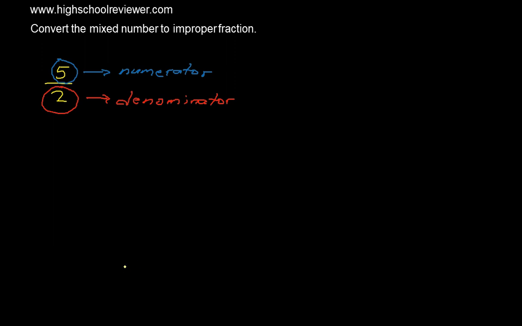Let's have other examples of improper fraction. We have here 9 all over 5, 7 all over 3, 12 all over 6, 15 all over, let's say, 11, and the list goes on. These are examples of improper fractions. Let's now have an example on how to convert mixed number to improper fraction.